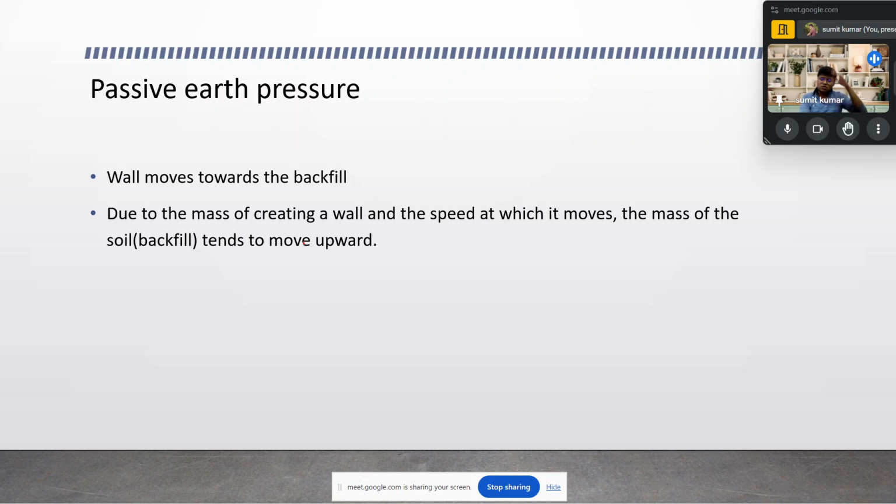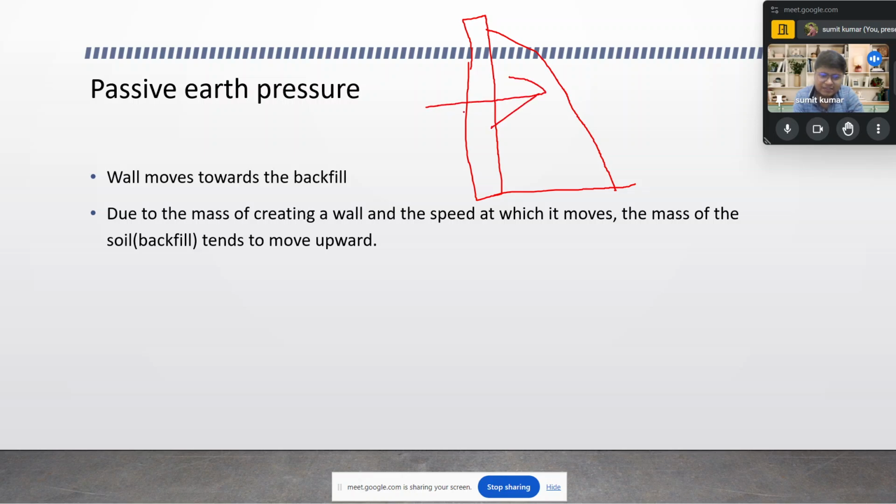Moving ahead, when we talk about the passive earth pressure condition, in this case the wall moves towards the backfill. Over here again, I construct a wall. This is a wall, and there is a backfill behind this. In this condition, this wall is moving toward the backfill, resulting in an increase in pressure in the horizontal direction. So the maximum principal stress is in the horizontal direction, and the minimum principal stress is in the vertical direction.